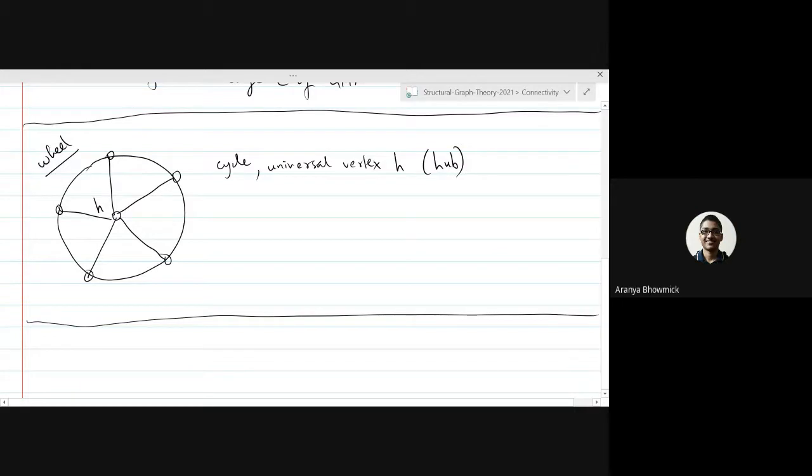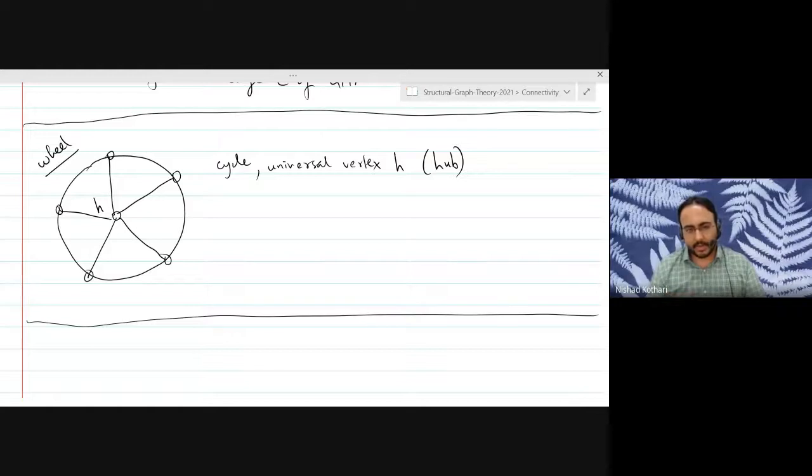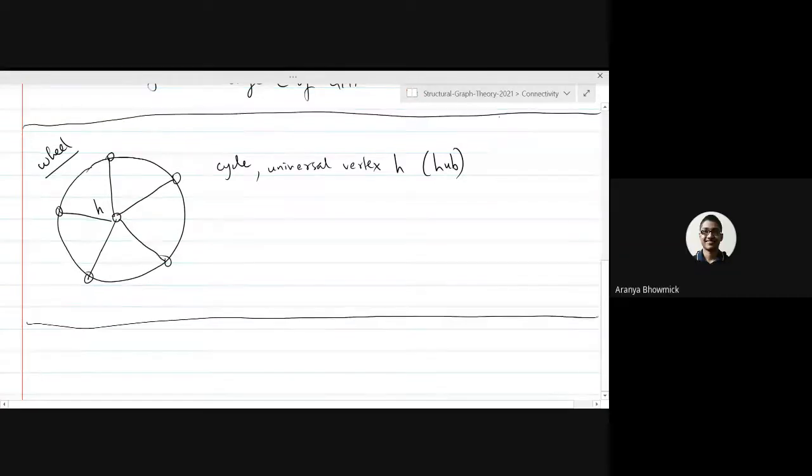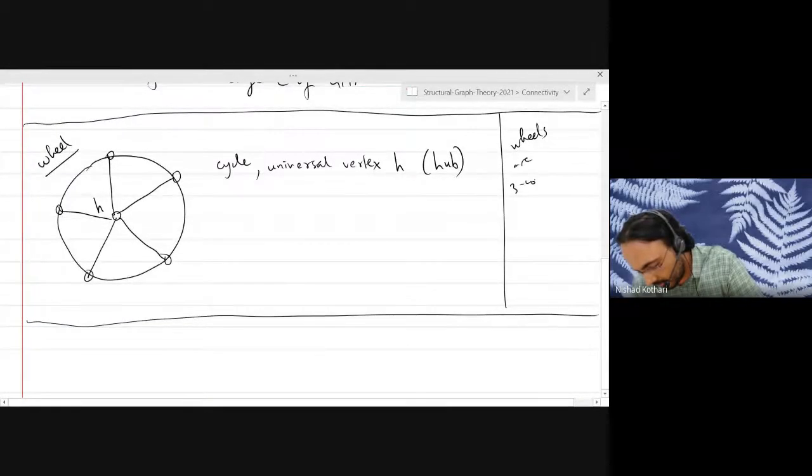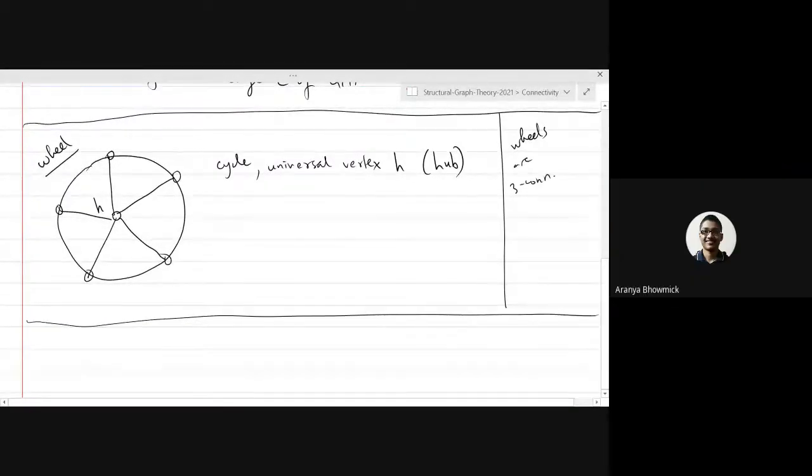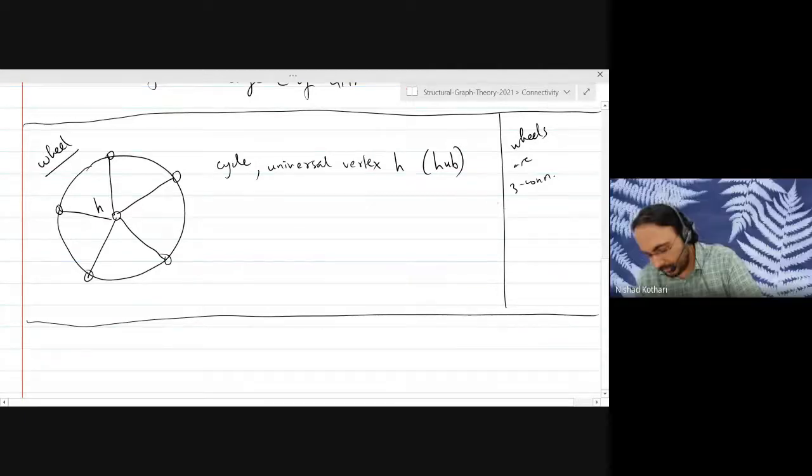Sir, can you just repeat for the last 2 minutes what you said? Actually, I got disconnected. You can just take a look at the video again. I don't want to repeat things, but I haven't said anything important. I just defined what a wheel is. You have a cycle and a universal vertex. So let's look at the wheels. By Thomason, these are 3 connected graphs. Basically, the universal vertex is adjacent to every vertex on the cycle. Yeah, that's right.